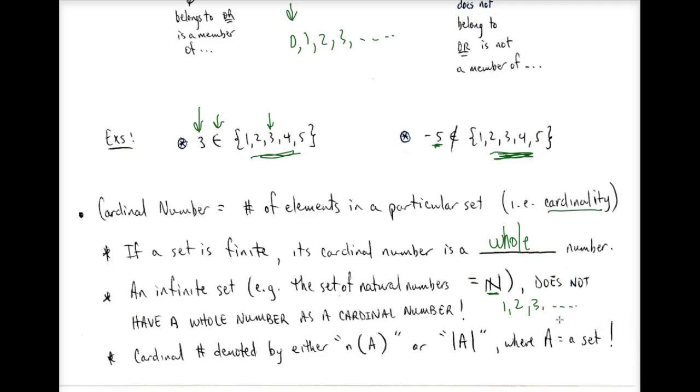All right. So here we know that a cardinal number is either denoted by this or this. And so we see the n and then a parenthesis with the set in there. And so this is like set A. We read this as the cardinality of A. And of course, it's also expressed in absolute value notation as well. It just depends upon what textbook you're using as to what way they denote it. All right, so let's move on.